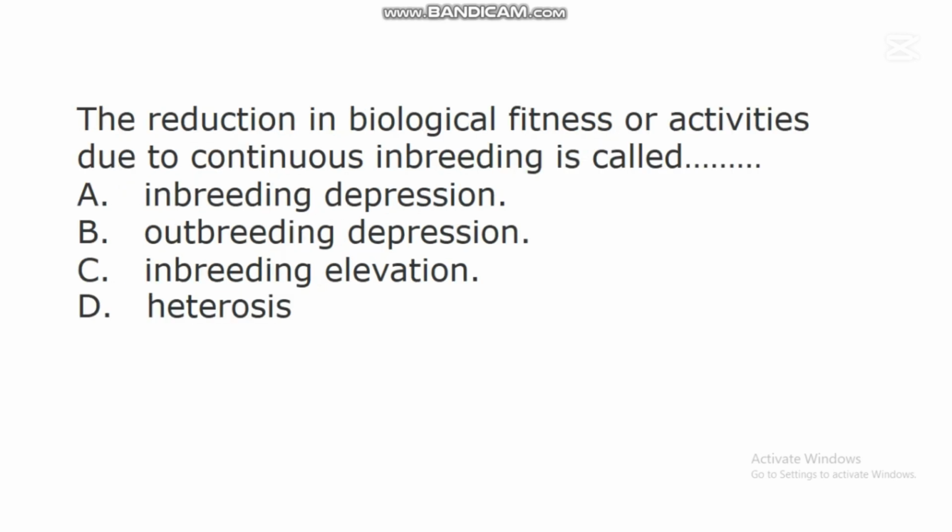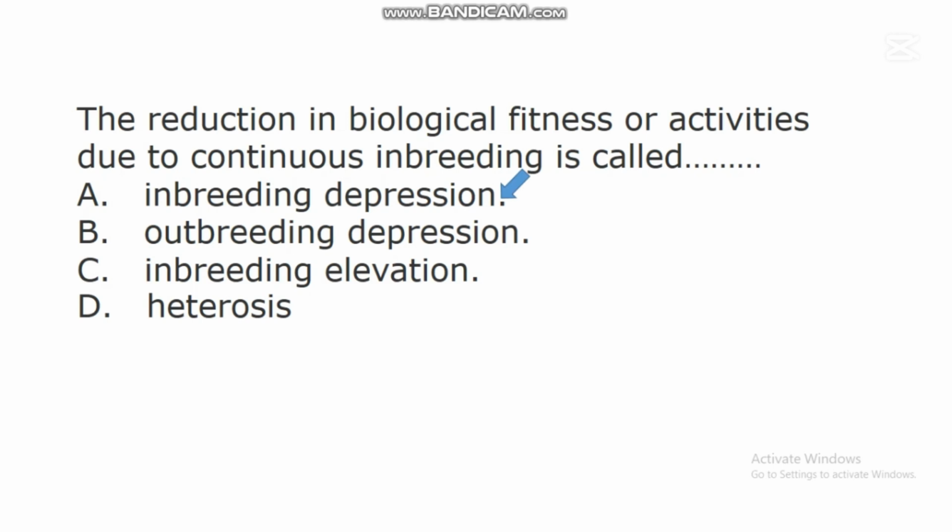The next question says, the reduction in biological fitness or activities due to continuous inbreeding is called dash. A. Inbreeding depression. B. Outbreeding depression. C. Inbreeding elevation. D. Heterosis. In this question, the correct answer is A. Inbreeding depression. Inbreeding depression is the reduction in biological fitness or activities mainly due to continuous inbreeding.